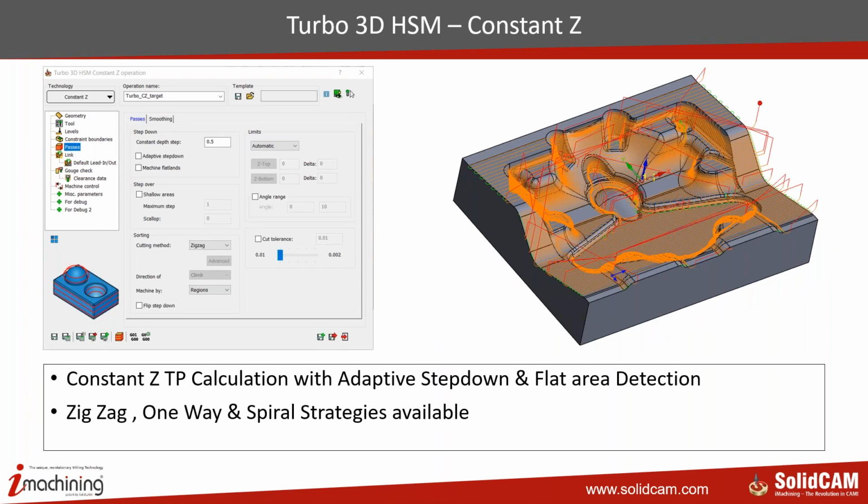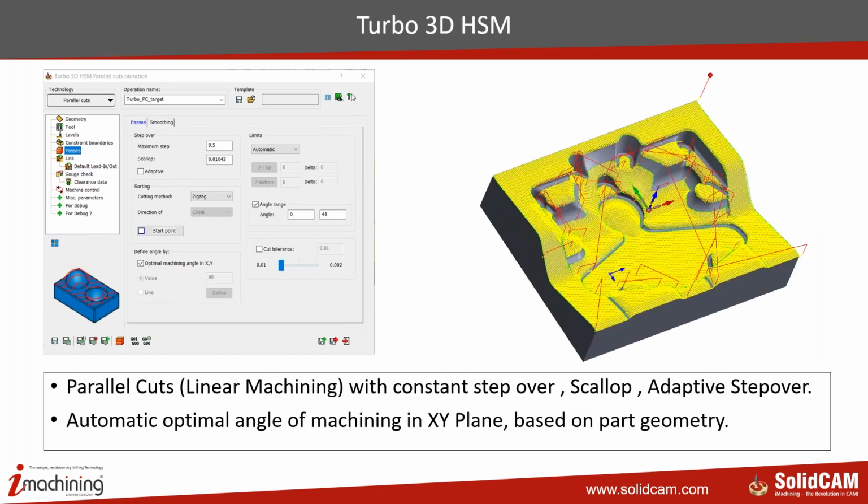We have constant Z in the Turbo HSM, which is the finishing cycle. We have adaptive step down and flat area detection, zigzag, one way, and spiral strategies are available. Then we have the parallel cuts. We have them with constant step over, scallop, or adaptive step over.